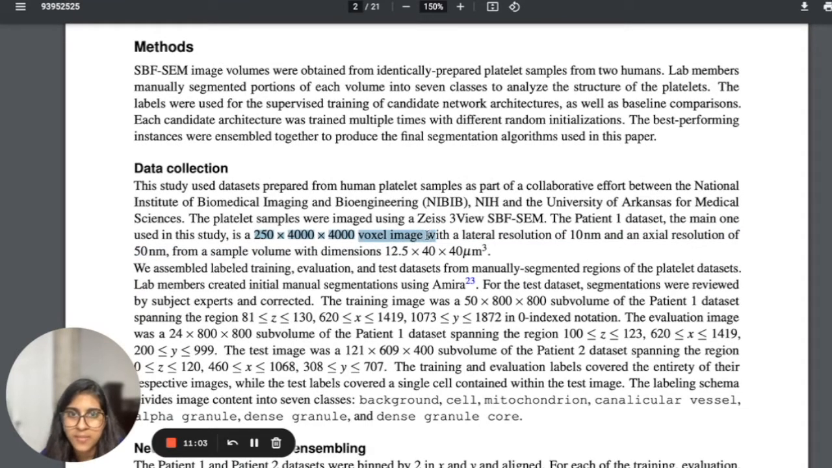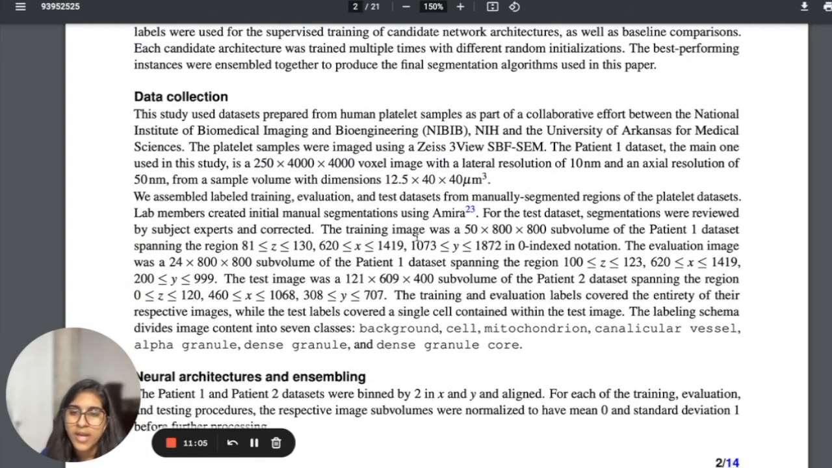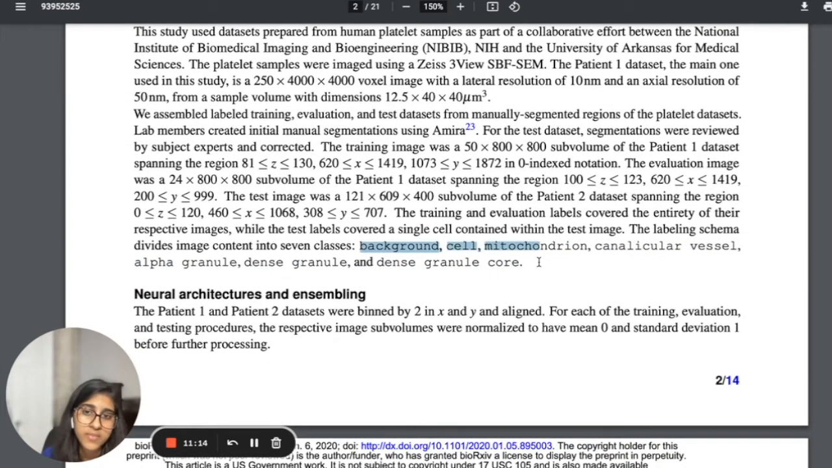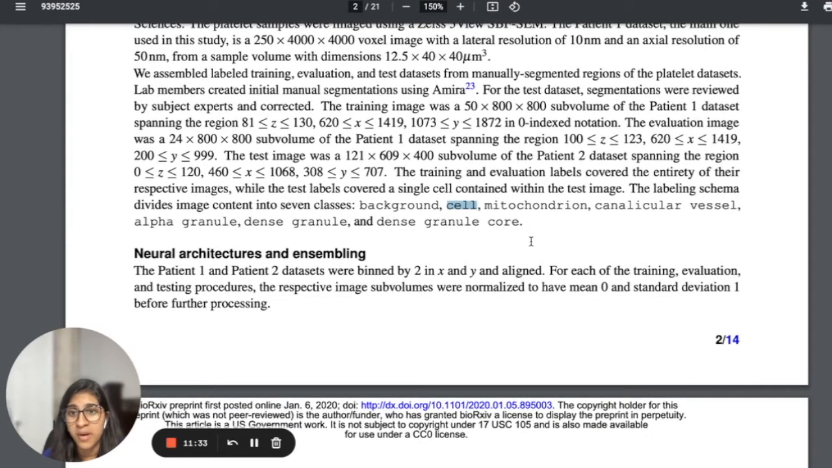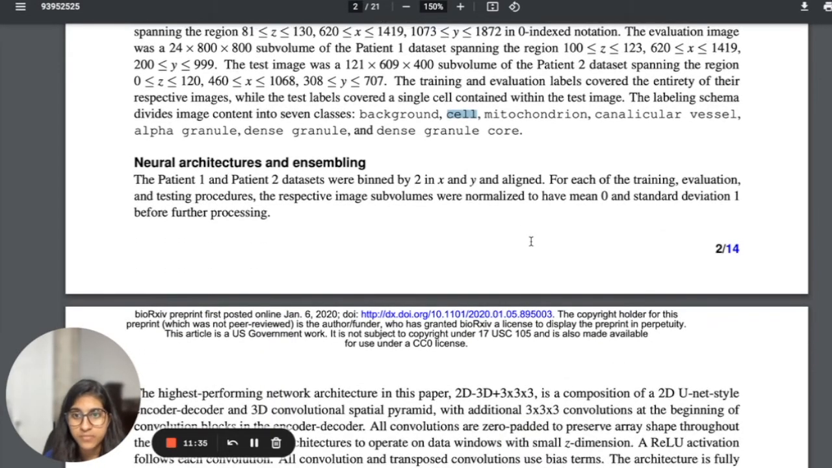This is the image size of patient one, and it talked a bit about voxels and the subvolumes, stuff like that. I didn't want to get too technically deep into it, but here it does mention the 7 classes, so I'll try to read them out with my amazing pronunciation: background, cell, mitochondrion, canalicular vessel, the alpha granule, the dense granule, and the dense granule core. Those were the 7 classes that would be semantically segmented within the electron microscopy images.